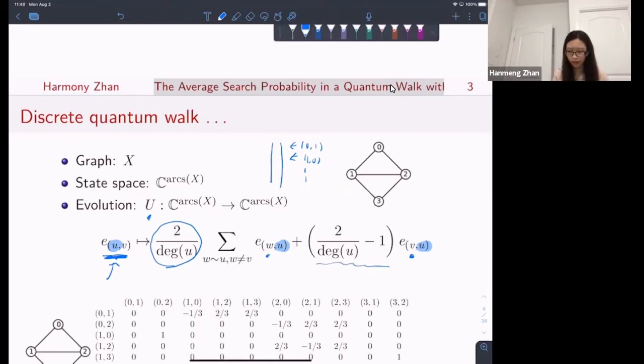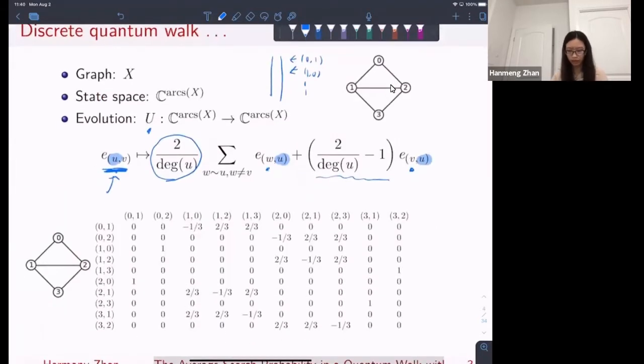Okay, so now you can use this relation to construct the entire unitary matrix. And this is the matrix we just saw on the previous slides. So let's check. Pick the column 1, 0. This is an outgoing arc of 1, which has degree 3. So the denominator should be 3. And because 0, 1 is the opposite arc, we should have 2 over 3 minus 1, which is exactly negative 1/3. And these two other arcs have different tails than 0, so we get just 2 over 3 each.